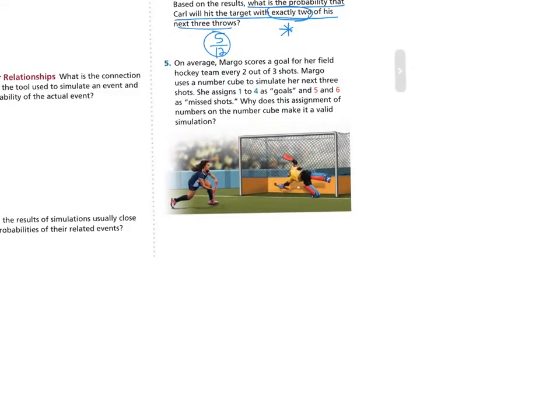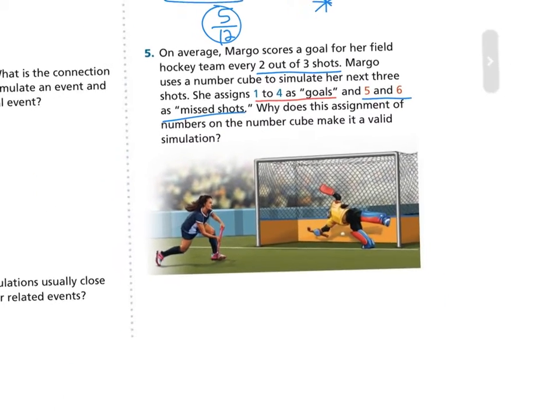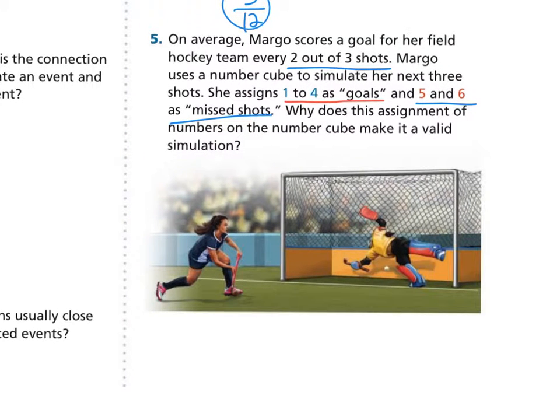And then if we look at number 5, on average, Margot scores a goal for her field hockey team 2 out of every 3 shots. Margot uses the number cube to simulate her next 3 shots. She assigns 1 to 4 as goals and 5 and 6 as missed shots. Why does the assignment of numbers on the number cube make it a valid simulation? So if she's making 2 out of 3, how does this work that she's assigning 1 to 4 as goals and 5 to 6 as missed shots?